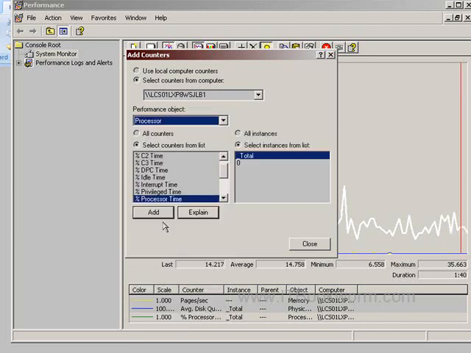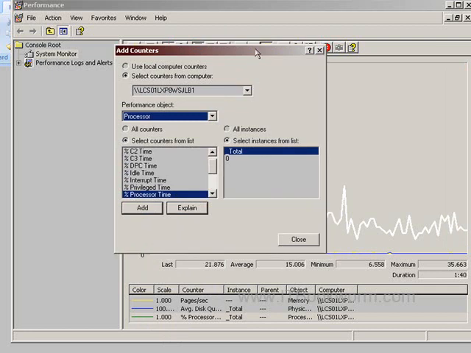Processor. Again, processor time shows up in Perfmon by default, so you don't have to select it. If you try to select it, it'll tell you that it already exists. Privilege time versus user time is kind of a tough one to explain. Privilege time is the amount of time the CPU uses in kernel mode, and user time is, obviously, in user mode.